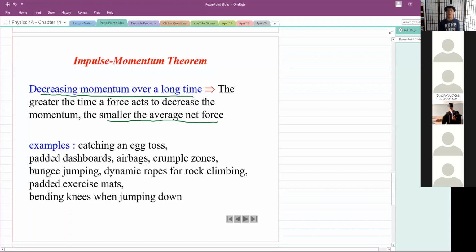Let's say we're doing a little egg toss, where I toss you an egg and you have to catch it. Anytime you do an egg toss, how do you catch it? You're always sort of catching it and then cradling it. Why? I'm decreasing the momentum of the egg over a longer time, which means the average force on the egg is smaller. This is also why we have padded dashboards, airbags. What is an airbag? Rather than you hitting the windshield and coming to rest super fast, the airbag is just extending that time, maybe by a factor of 10, which decreases the overall average force by a factor of 10.